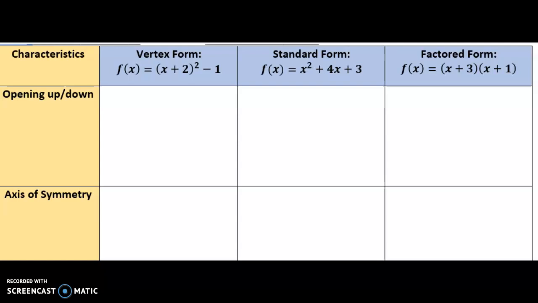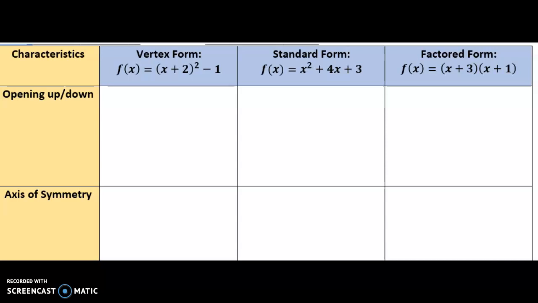All right, so the most important thing you get from these functions is how to find the characteristics from each form. We're going to look at all three forms and make sure that we understand the process for finding all of our characteristics. Starting with vertex form, which is right here, f of x equals (x plus 2) squared minus 1. So that's our vertex form.